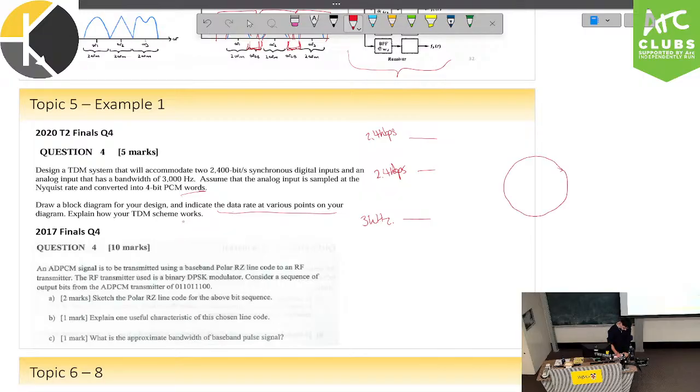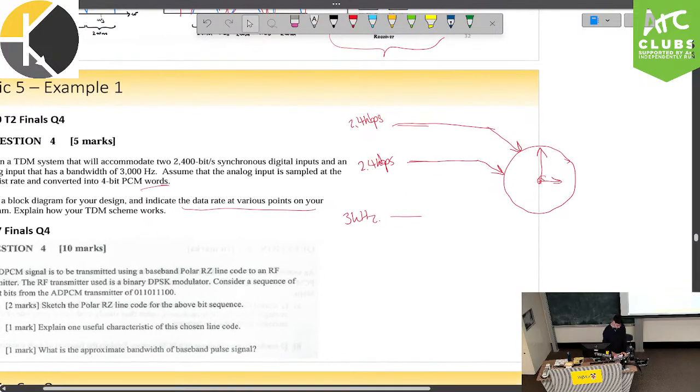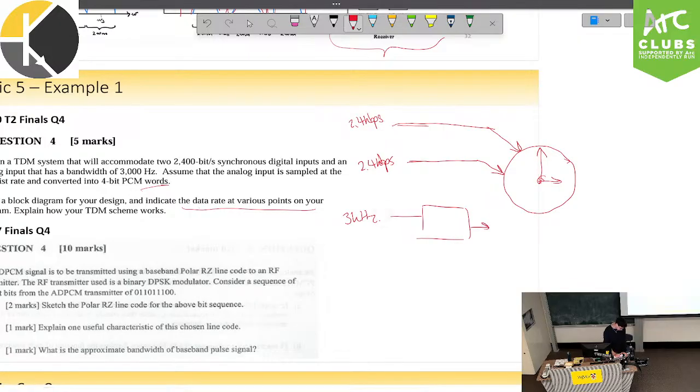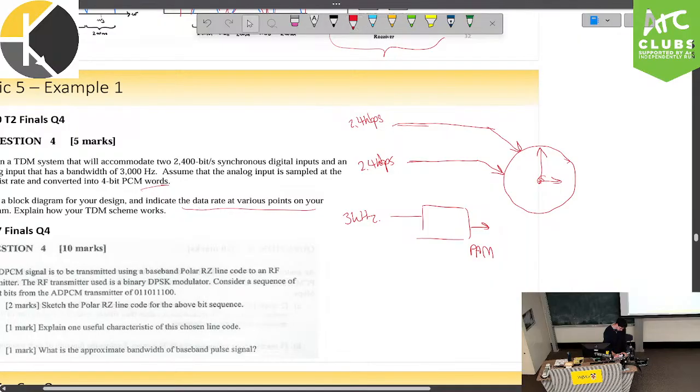So if I draw a TDM system, we have something that will look like a clock. These digital inputs will be fed directly to this TDM system, but we need to process this analog signal to turn it into some sequence of ones and zeros. So to first do this, we need to convert our analog signal into PAM. To get a PAM signal, we need to sample using rectangular pulses.